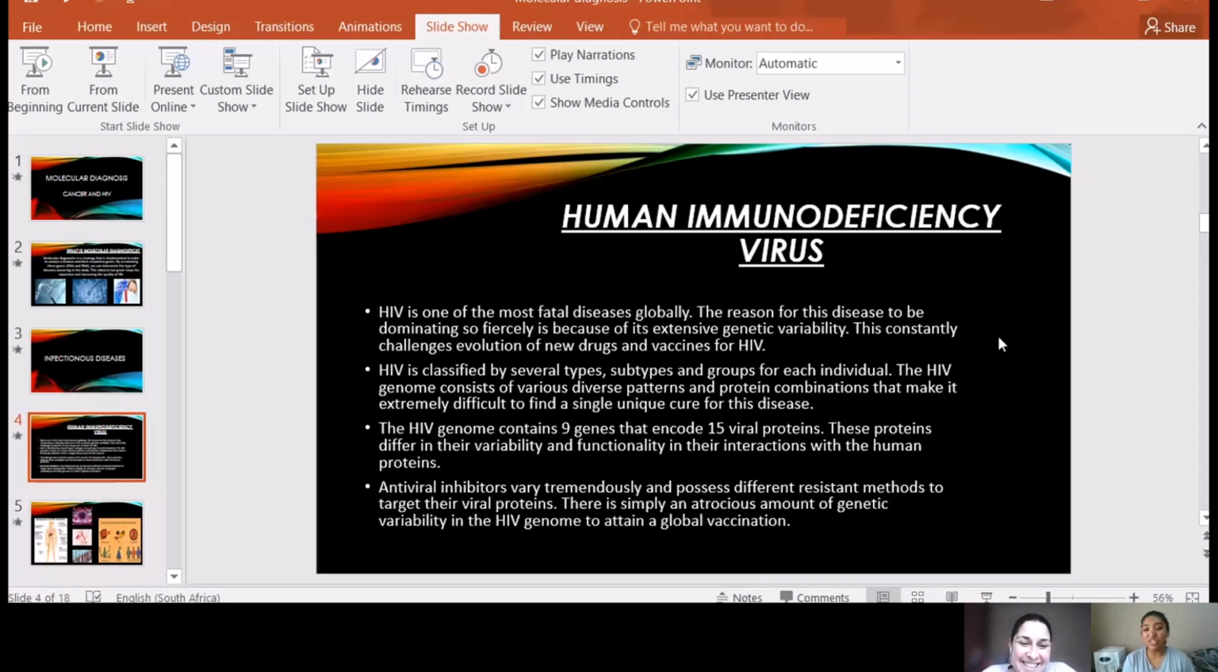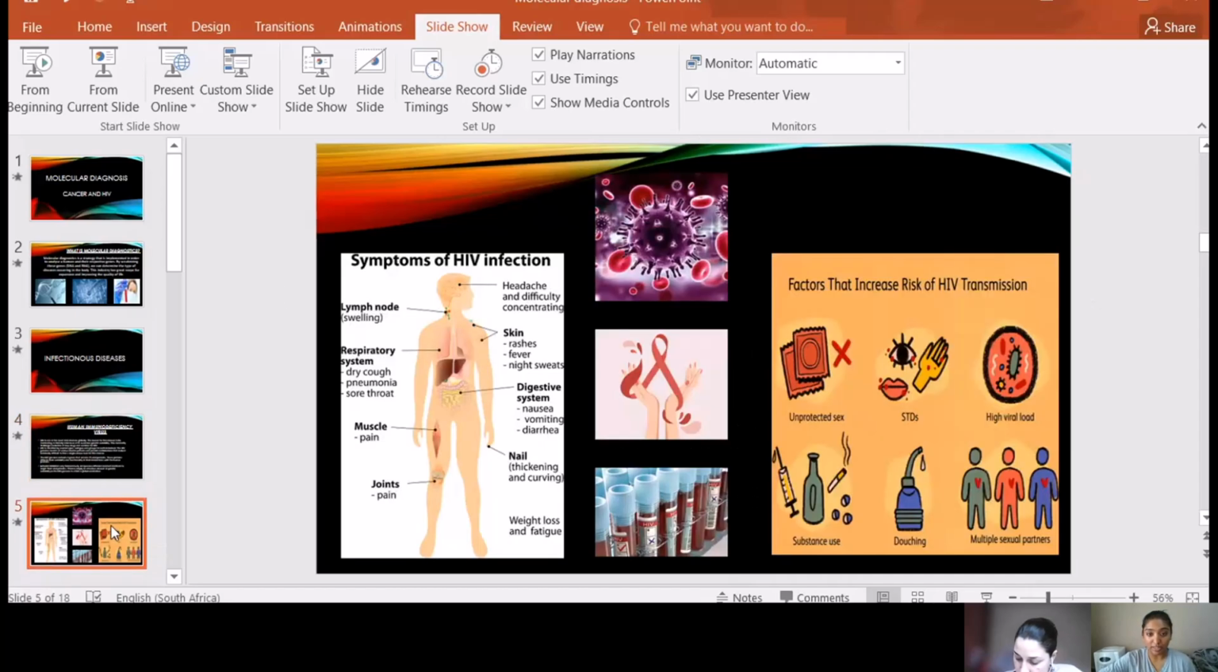Okay. The reason why HIV is so difficult to find a cure for is because of its genetic variability. It involves so many different genes and so many different viral proteins that make it so difficult to find a cure. If one thing works for one individual, it will never work on the next individual because the genetic variability may be completely different. This makes it so difficult for people to even find one global vaccination because of its variability and genetic patterns.